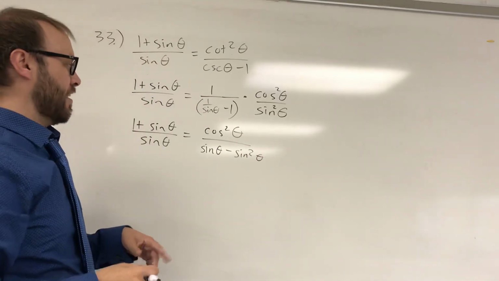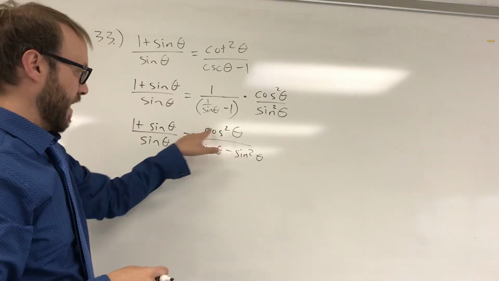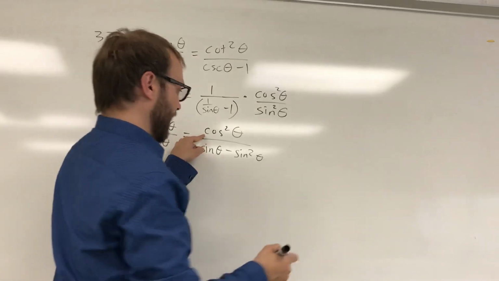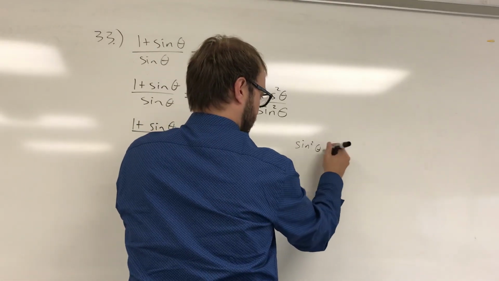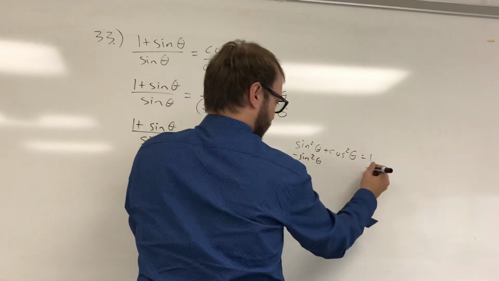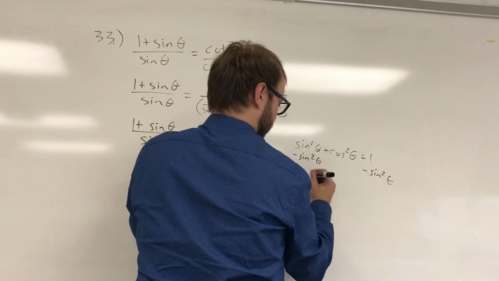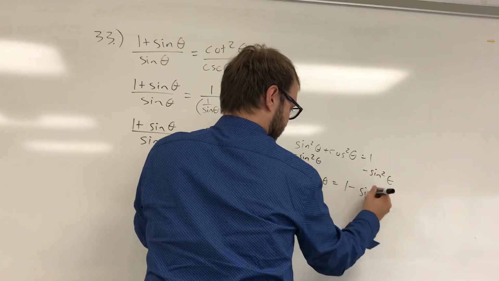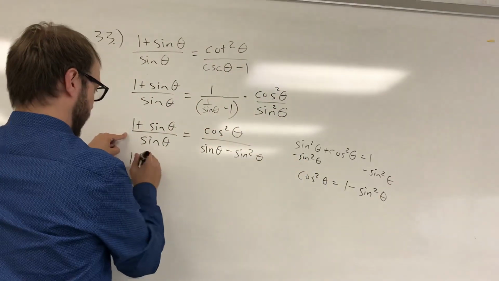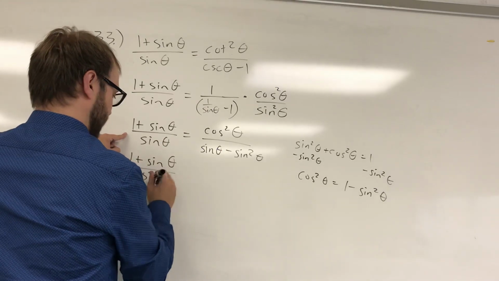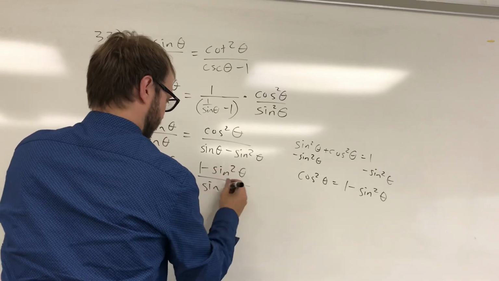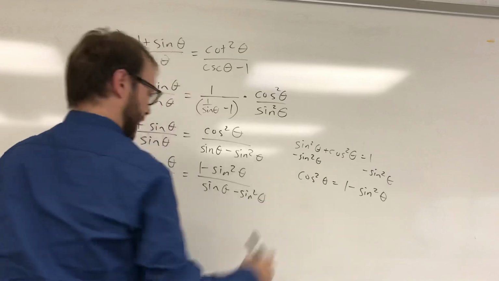Now I see a whole lot of sines over here, and there are a whole lot of sines over here, and we have this cosine. So I'm thinking, well, maybe if I can get it down to all sines. Remember, you've got the Pythagorean identity. Sine squared of theta plus cosine squared of theta is equal to 1, which means if you subtract sine squared from both sides, cosine squared of theta is equal to 1 minus sine squared of theta, okay? So I'm going to replace that with 1 minus sine squared of theta. So 1 plus sine of theta over sine of theta is going to be equal to 1 minus sine squared of theta over sine of theta minus sine squared of theta, okay?